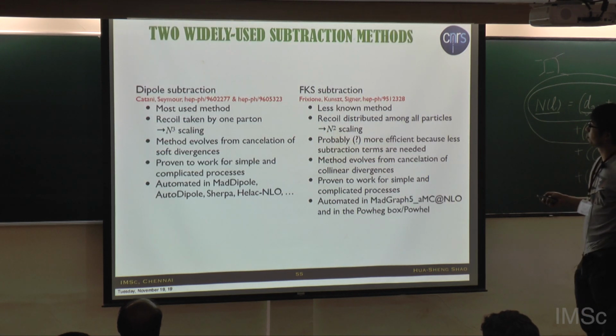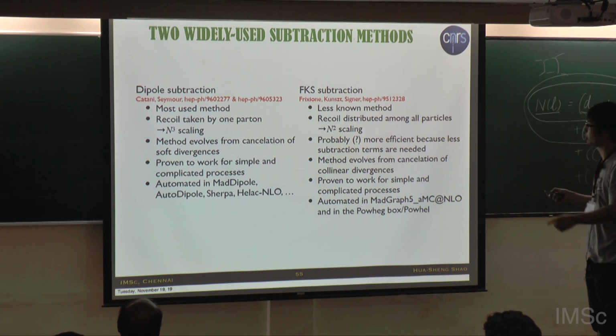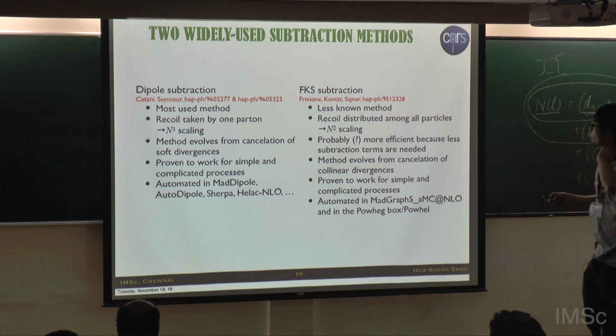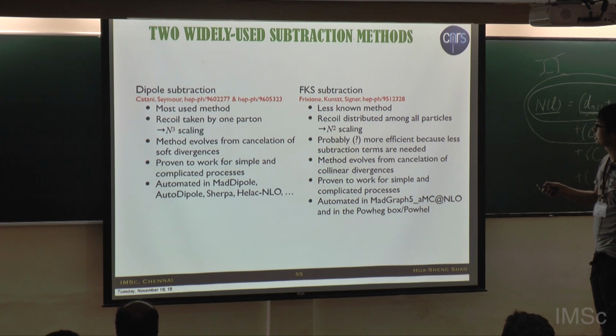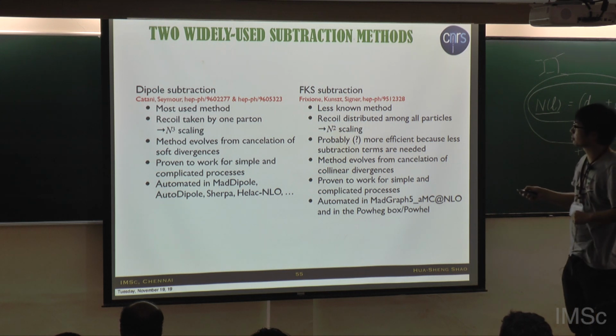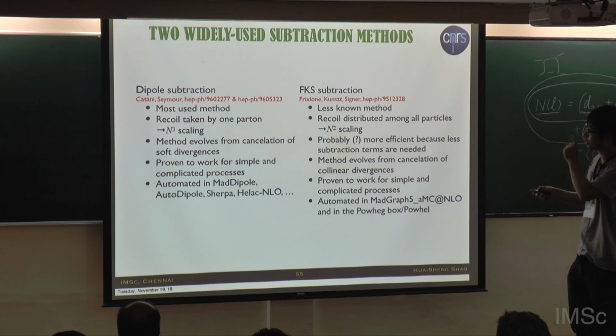So there are two proposed, widely used approaches. There are other alternatives, but they are not so widely used. Typically widely used is the dipole subtraction, Catani-Seymour in 1996. And there's also the one by Frixione, Kunszt and Signer in 1995, called the FKS subtraction. Dipole is actually the most used method, and FKS is a bit less used. The thing that is a bit different is how the counterterm functions are constructed.